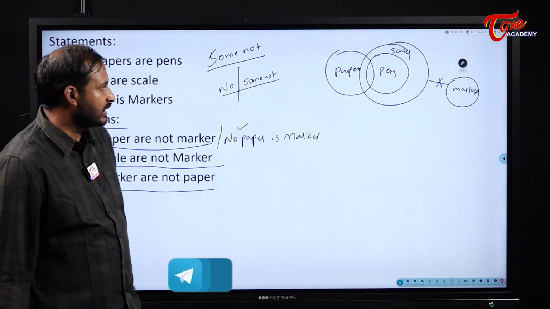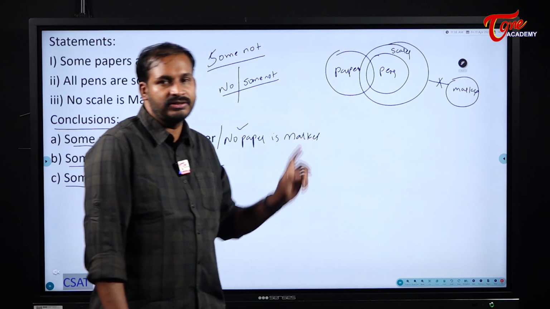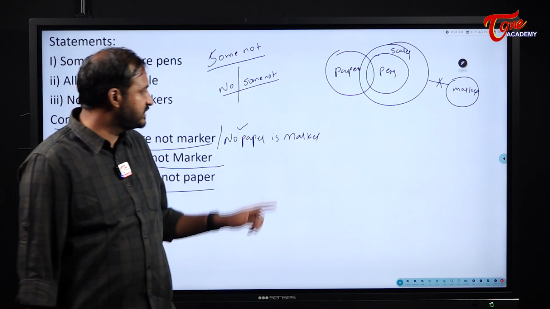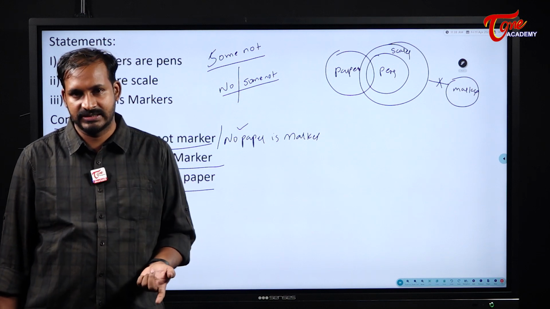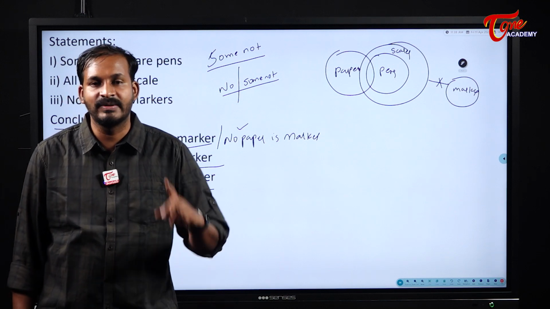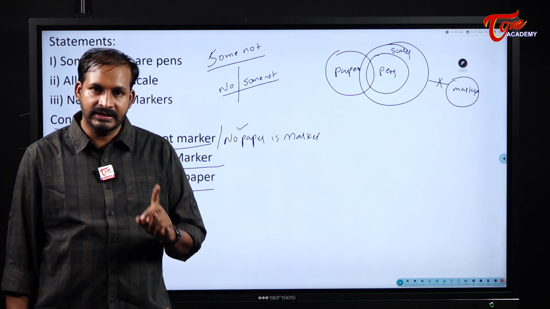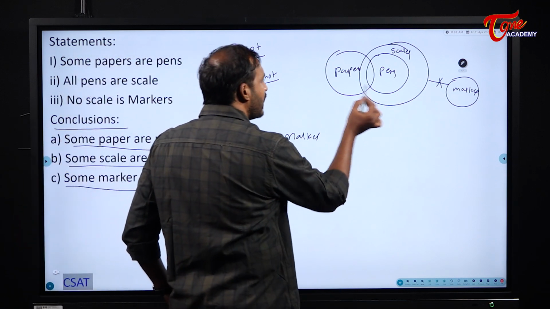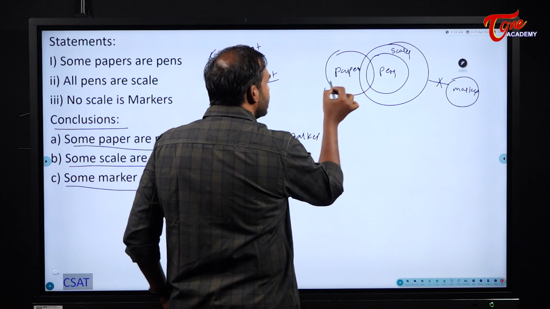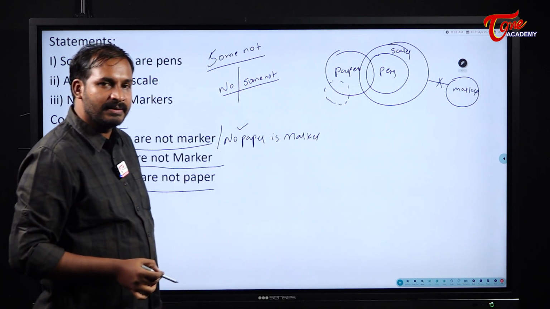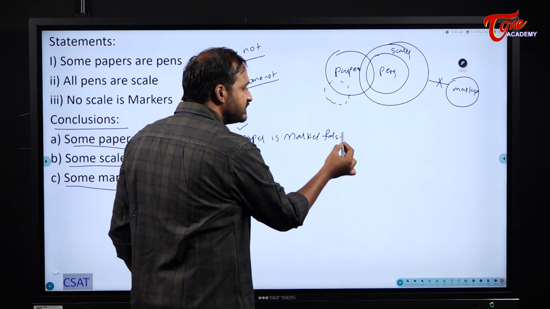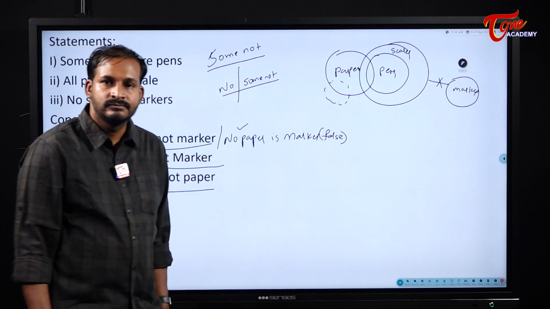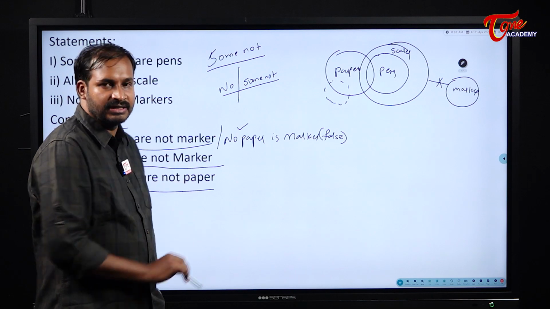Now first of all, please see this one. No paper is marker. According to the basic diagram, that is true. But this is a negative conclusion. What am I going to do? I am going to make it false, by drawing an alternate diagram. So now I will draw the marker with paper and say that yes, marker are becoming paper, and I will mark this as false. Am I correct? This is what we have done till now.